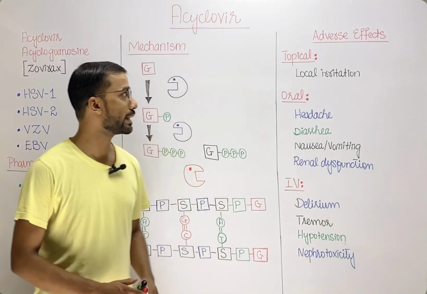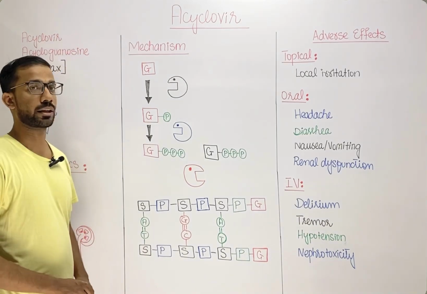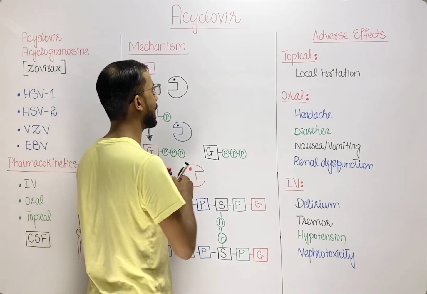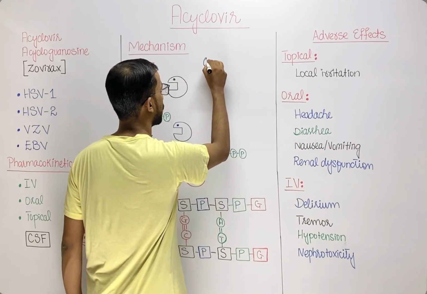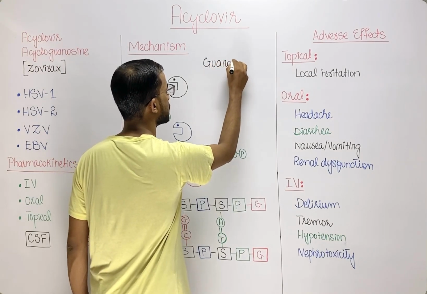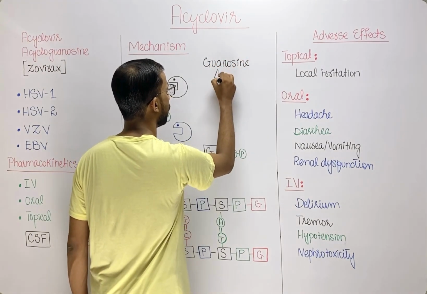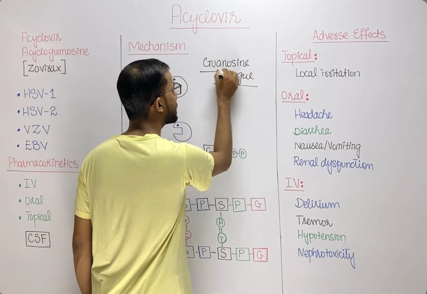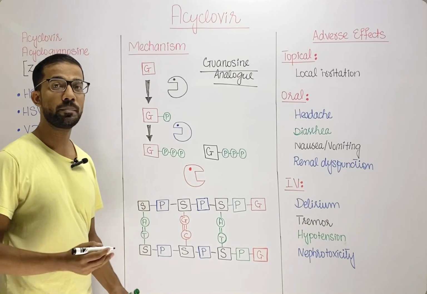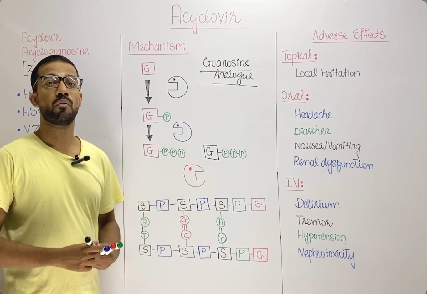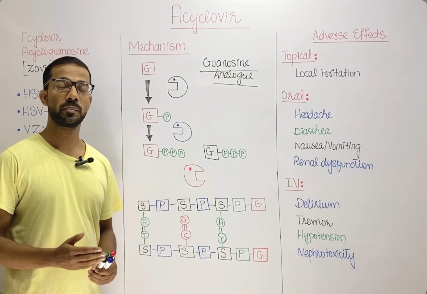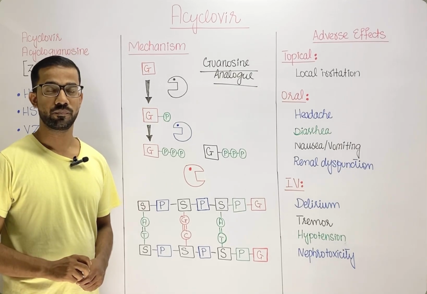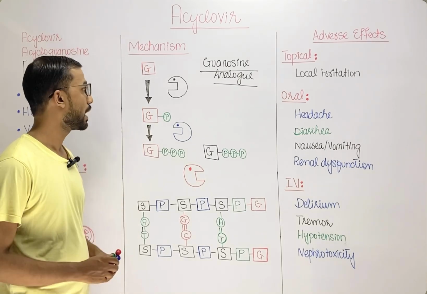Now, if we look at the mechanism of acyclovir. Acyclovir is a guanosine analog. It means that acyclovir will be similar to the guanosine. Guanosine means sugar and the guanine, then it will become the guanosine.